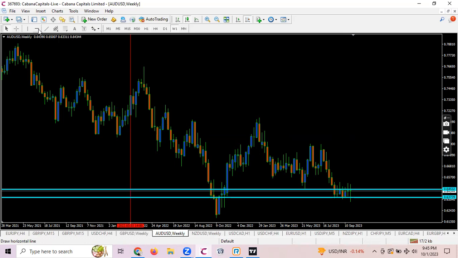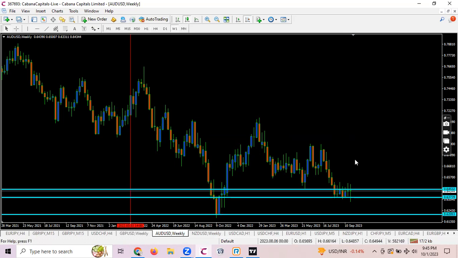But personally, I'm more interested in buying Australian dollar USD this week. I'm not interested in sales. I'm interested in buying Australian dollar USD. So even if a candle closes below this level, since that's not my bias, I would not execute a sell trade. I'm only interested in buying Australian dollar USD this week.